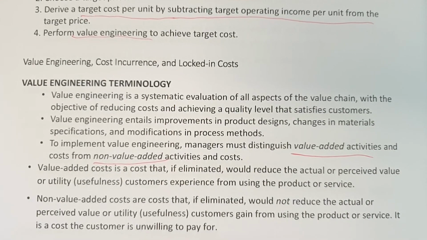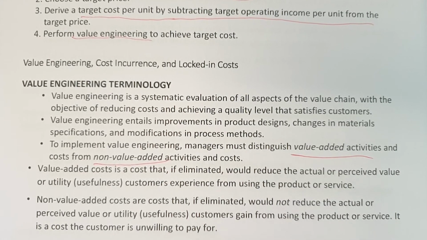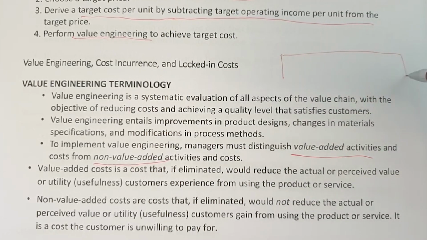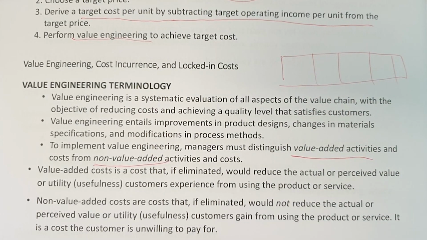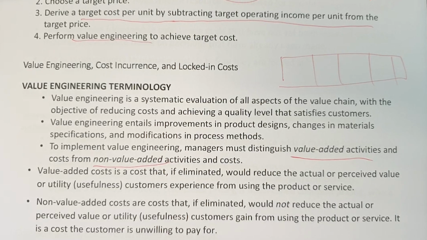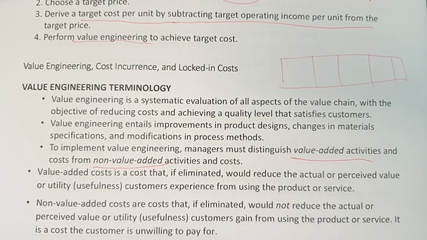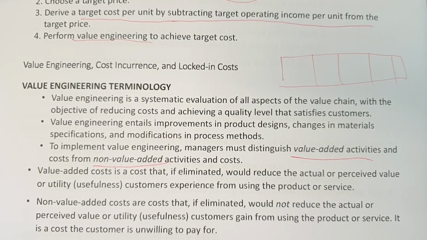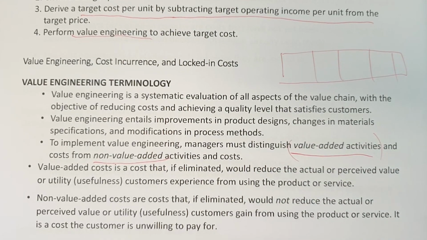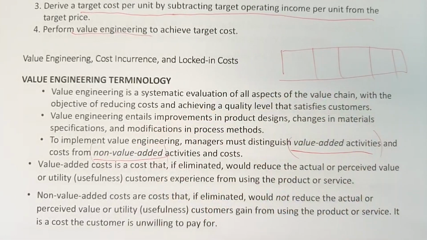Alright, now we look at a little bit about value engineering terminology. This is some of the theoretical part in this chapter basically. Value engineering is a systematic evaluation of all aspects of the value chain in the production of the product, with the objective of reducing costs and achieving a quality level that satisfies customers. Value engineering entails improvements in product designs, changes in material specification and modification in the process method. And to implement value engineering, managers must distinguish value-added activities and costs from non-value-added activities and costs.